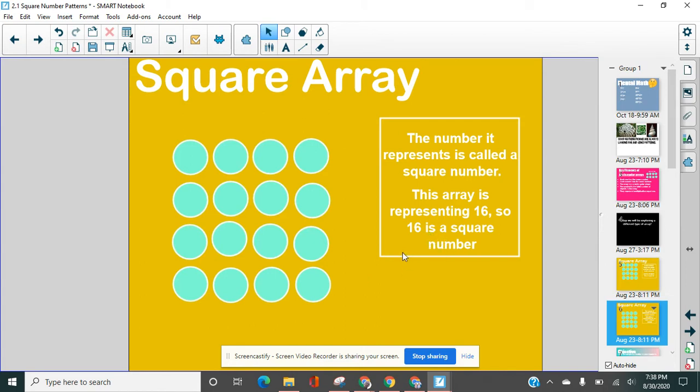Now, another way to know a square number is that the two factors are the same, right? The factors are the numbers that are multiplied. So here we have 4 times 4. We're using the factor twice. So 4 times 4 is 16. So that is why this is called a square array.